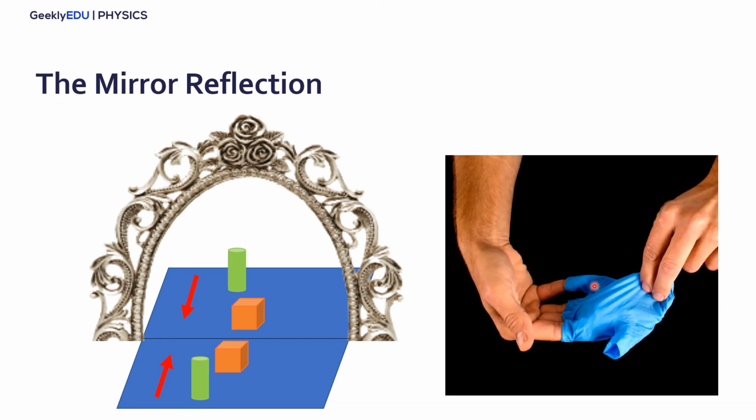It is like when you take off a glove, for example, and it goes inside out. The right and left are the same, the top and bottom are the same, but it's inverted inside out. It's inverted in the z direction.